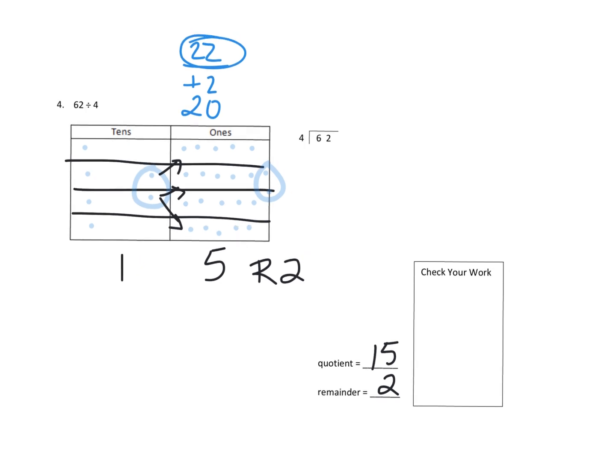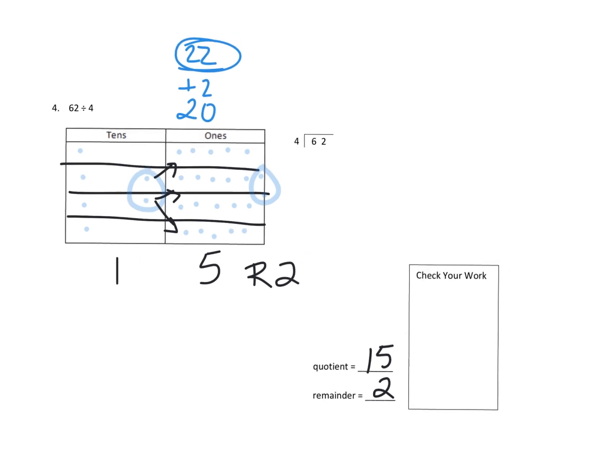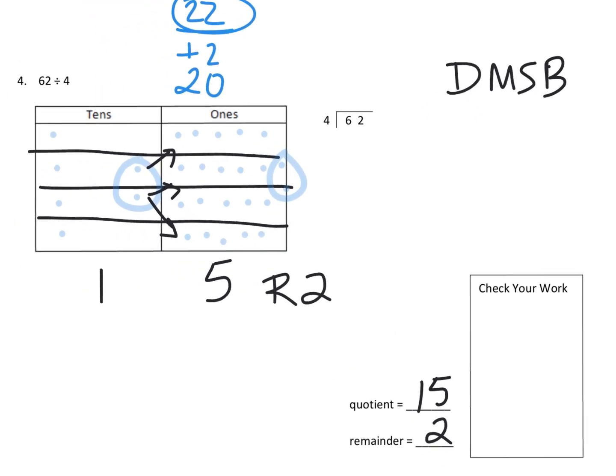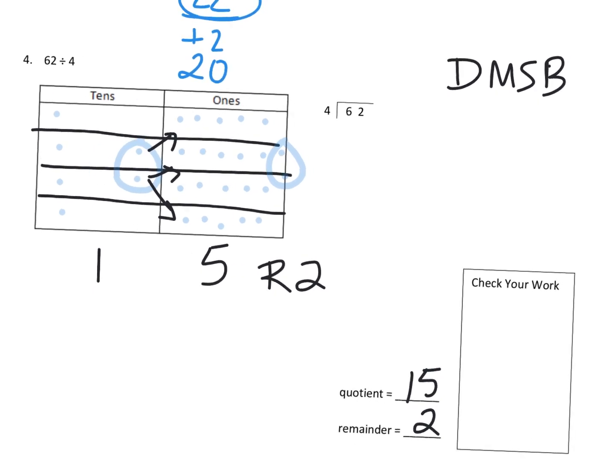I'm going to show you what that looks like with your standard algorithm. I'm going to write down our letters, DMSB. And have to zoom in a little bit here. All right, so my first step is division. I'm going to take my 4 and go into 6. So I'm only working on the 10s place. 4 goes into 6 1 time. I'm going to multiply. 1 times 4 is 4. I'm going to subtract. 6 minus 4 is 2.